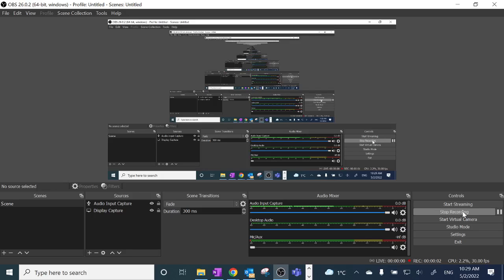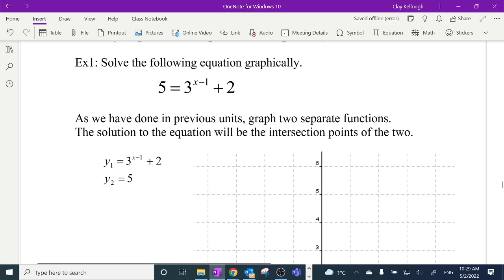Okay, this is just a quick little video because I couldn't find a video for this page 13 example, so I thought I'll just make one today. Okay, so the goal is to solve this graphically. If you haven't already seen the video for 7.2, you better go back and watch that or you'll have no idea what I'm doing.